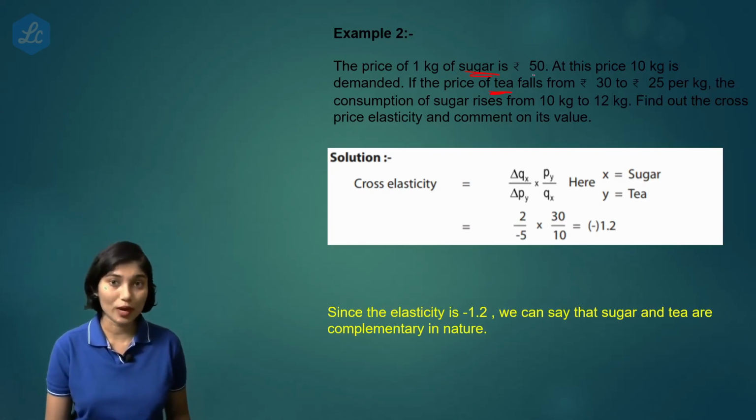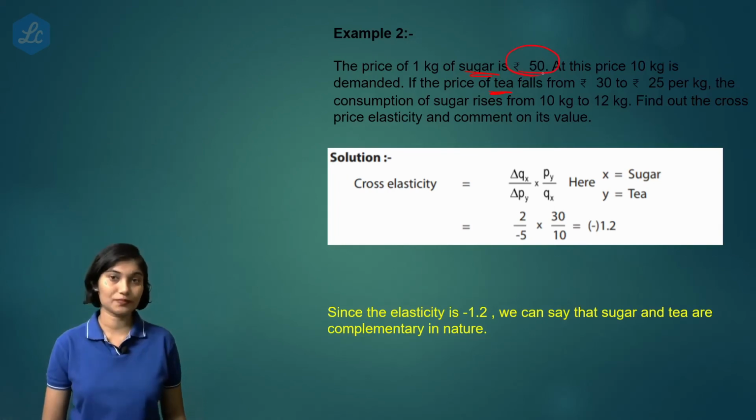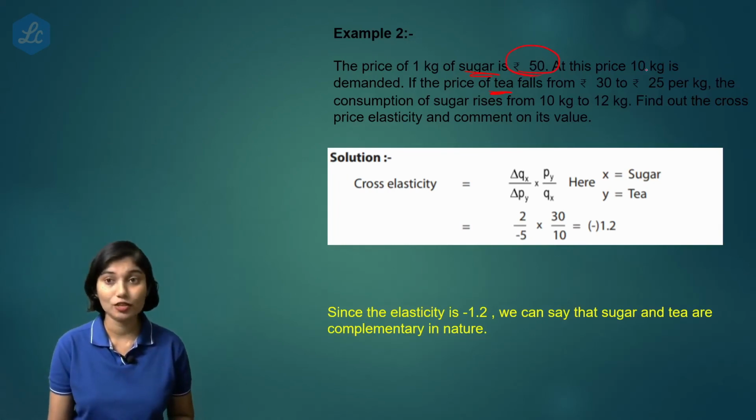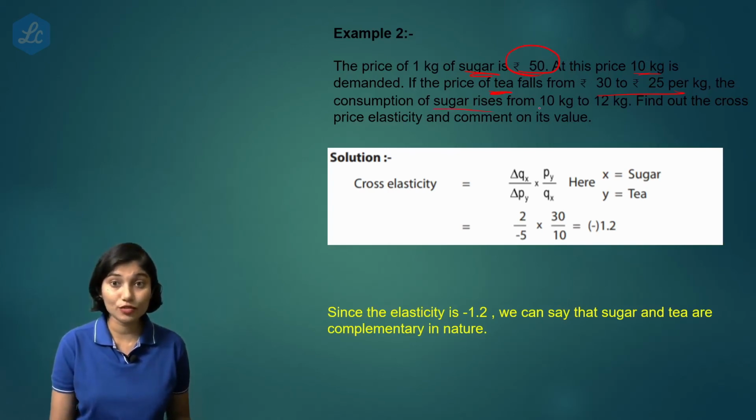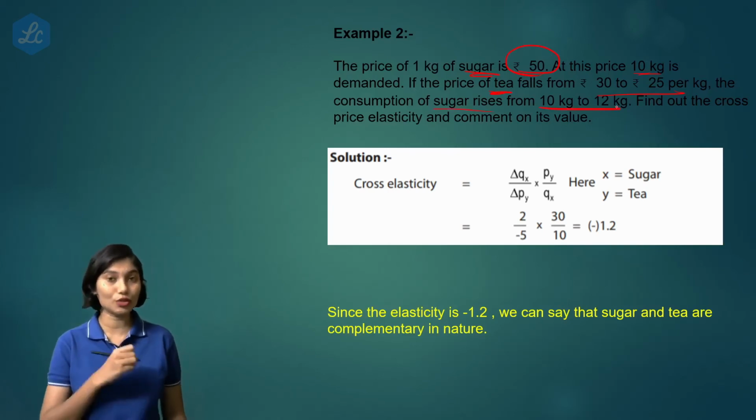Now let us say 1 kg of sugar is 50. At this particular price, you have 10 kg demand. Okay, this is the original quantity demanded of sugar. Now if the price of tea is falling from 30 to 25, what happens in the case of complementary goods? When the price falls, the demand of the complementary good will rise, right? So the consumption of sugar rises from 10 to 12 kg.